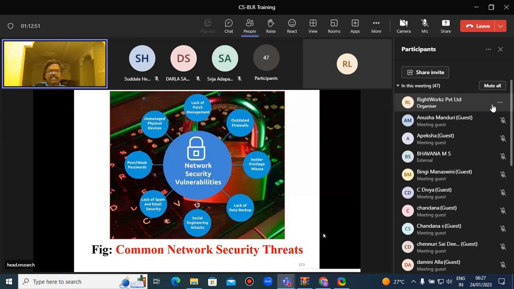Then lack of spam and email security. They send group mails to the public, even spam group mails to groups of people, to access their accounts, or they say you got the lottery, you got the prize. Such a threat is called a lack of spam and email security. Poor and weak passwords: don't keep ABC with 123, India 123, like that. Give a strong password in order to protect your network level security. Then unmanaged physical devices. Sometimes you are unable to control other devices, so there is a chance of a common network security threat happening.